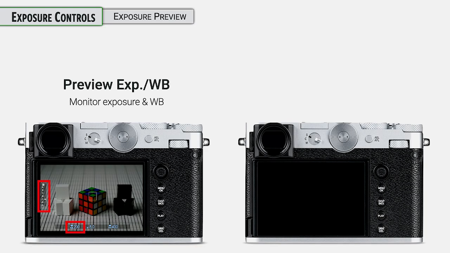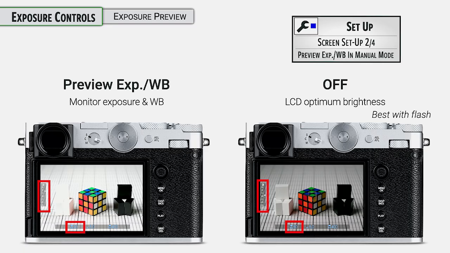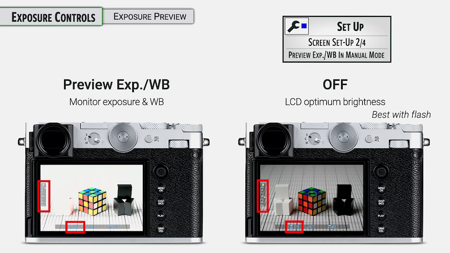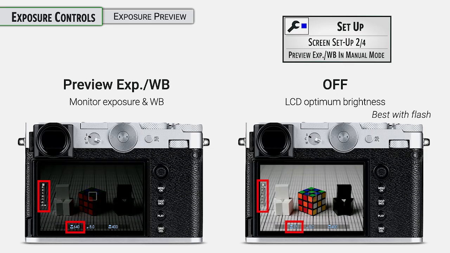Now, you should also be able to see your shutter speeds and apertures changing and your exposure indicator over on the left-hand side. You can turn this feature off so that the viewfinder and the monitor only show you the best possible image. This could be for focus reasons or composition reasons. You should be able to see with the exposure indicator on your left and your exposure controls on the bottom what you're changing and whether you're underexposed or overexposed.